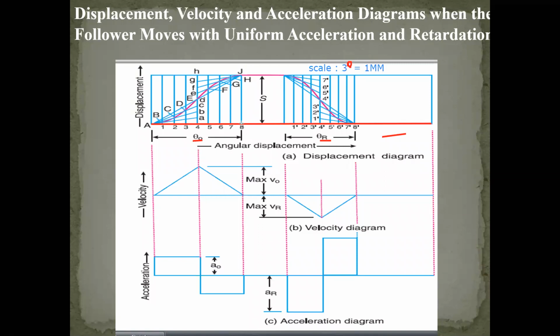So that 40 mm is divided into 8 equal parts. Why? Because an even number of equal parts is required. So that portion is divided into an even number of equal parts. 40 by 8 means each part's value is 5 mm. So you have to divide our 40 mm portion into 8 parts.